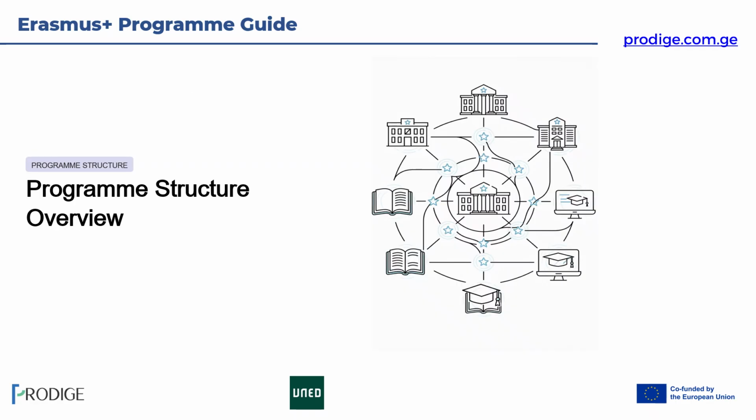Today we will look at how the Erasmus Plus program is organized to achieve its goals. For the 2021 to 2027 period, the program is built around 3 key actions and the Jean Monnet actions. Each one targets different levels of the educational and social ecosystem.